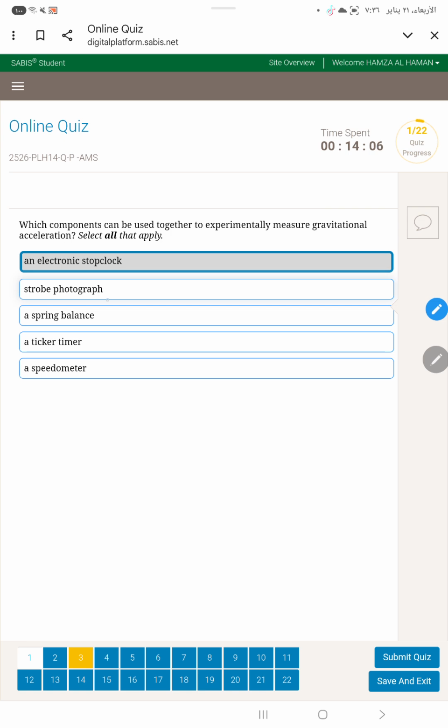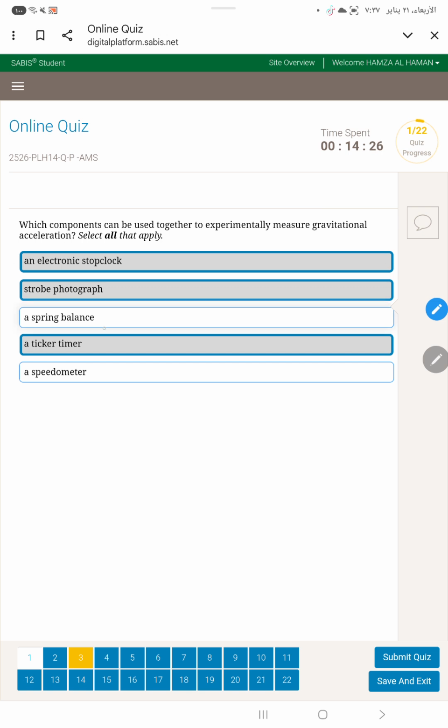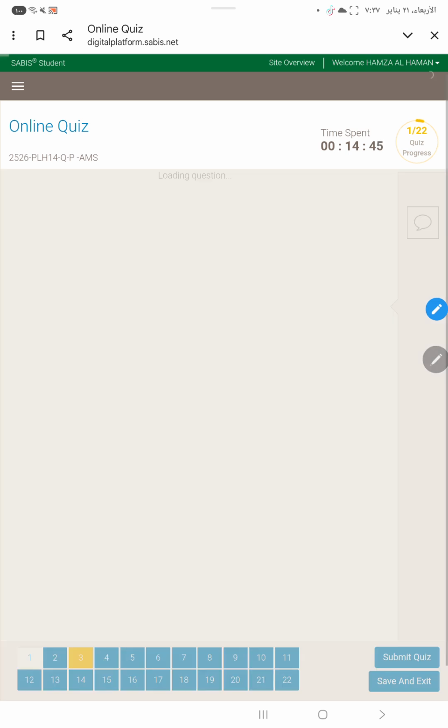Strobe photograph, also yes, multiple images of a falling object at equal time intervals can be used to find displacement between frames and then compute G. Spring balance, no. Ticker timer, also yes, attached to a falling tape, it makes dots at a fixed frequency, giving time and displacement data for calculating G. Speedometer, no. Question number 4.